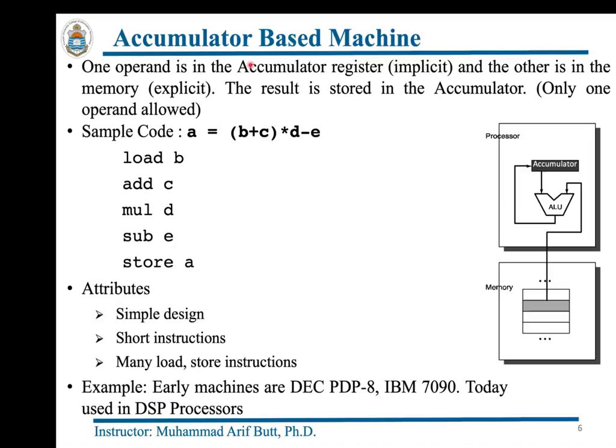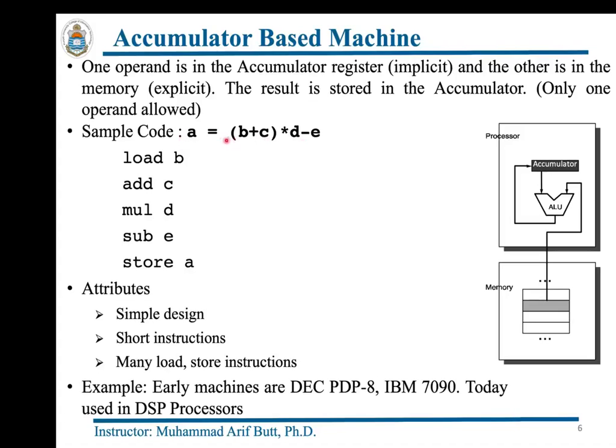The other architecture is the accumulator based machine. In case of an accumulator based machine, one of the operands is implicit and that is placed inside the processor register, normally called the accumulator. So one operand comes from the accumulator and one operand comes from the memory to the ALU, and the result is again placed inside the accumulator.